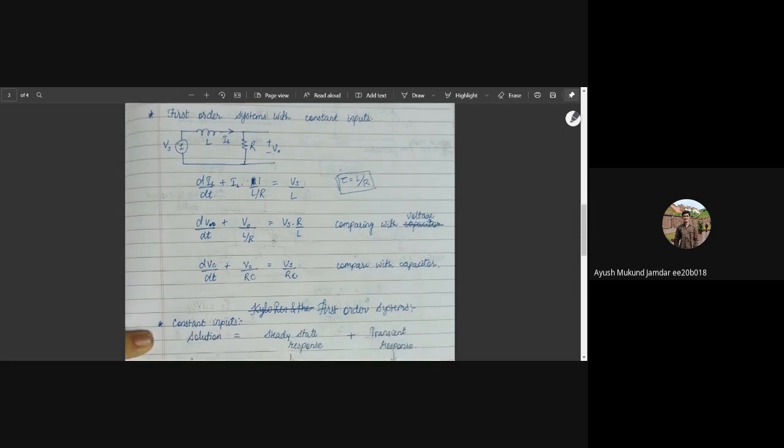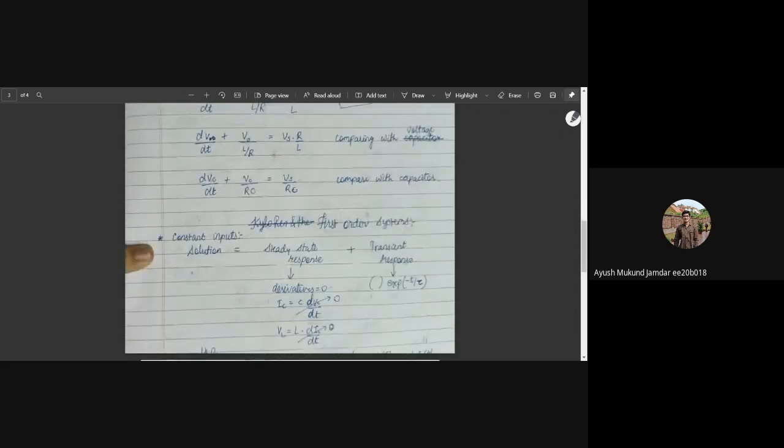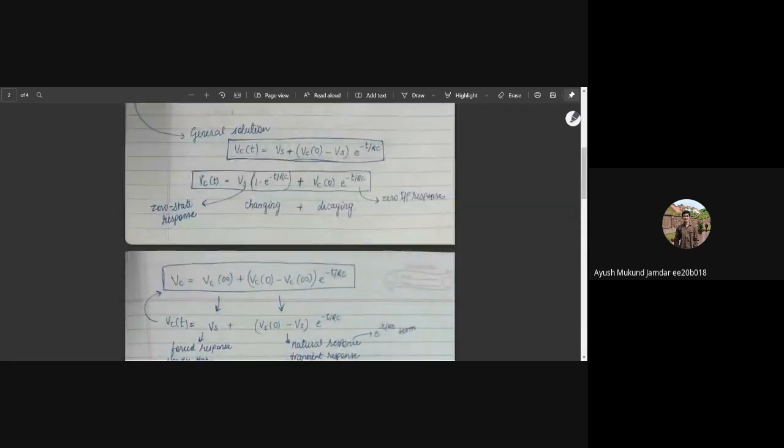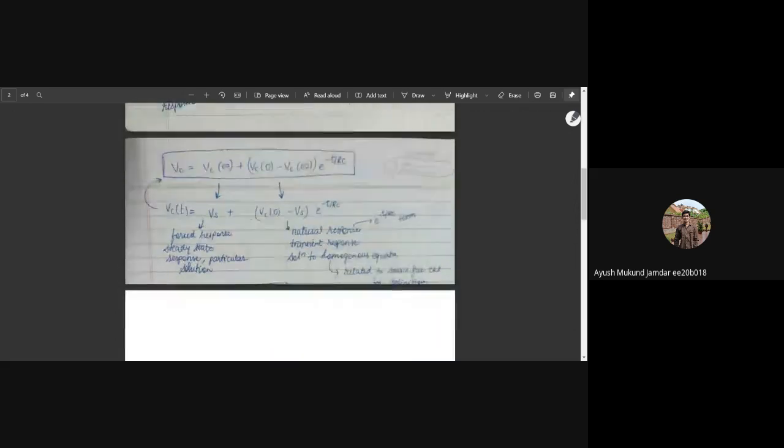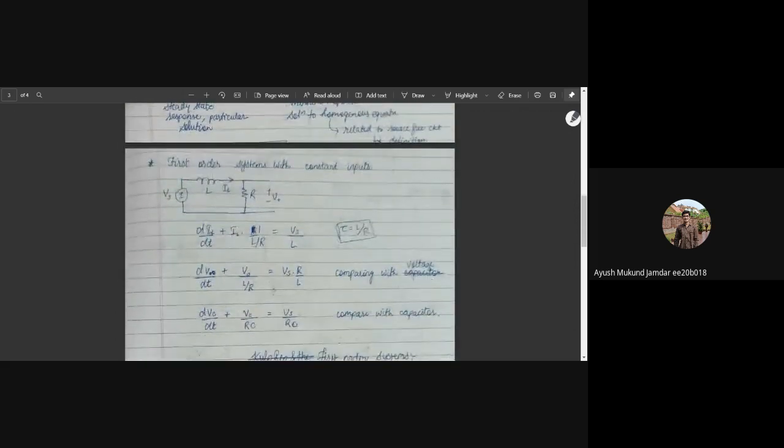That is, the solution can again be represented as the steady state response plus the transient response. And the general equation, which I just said, with Vc of infinity and Vc of zero, just with the same changed time constant, will be applicable for the inductor as well.